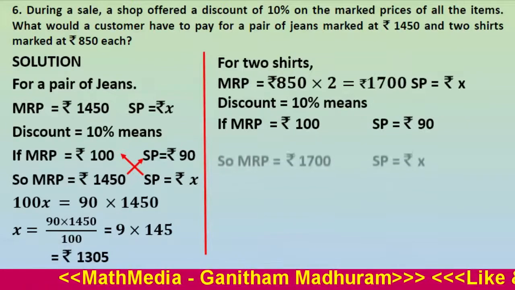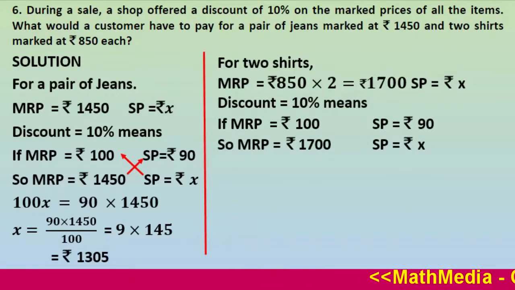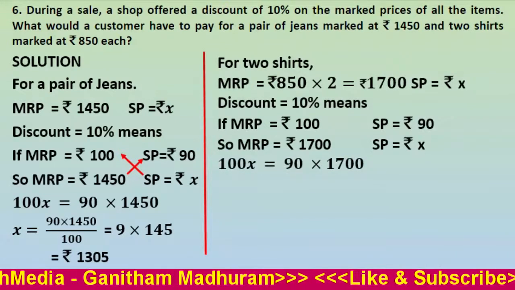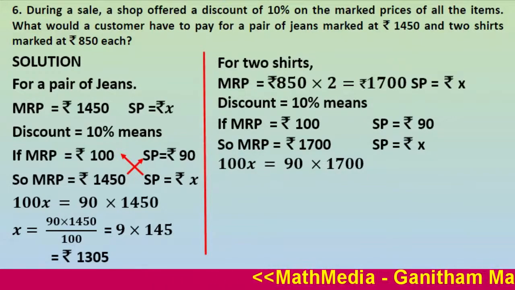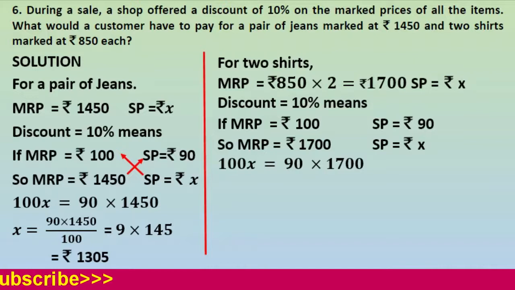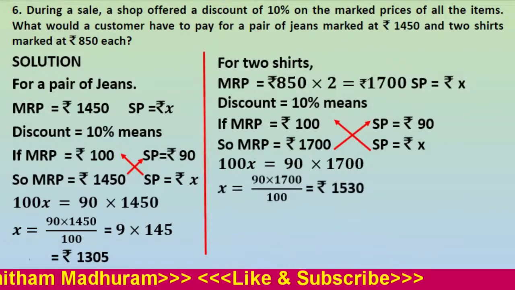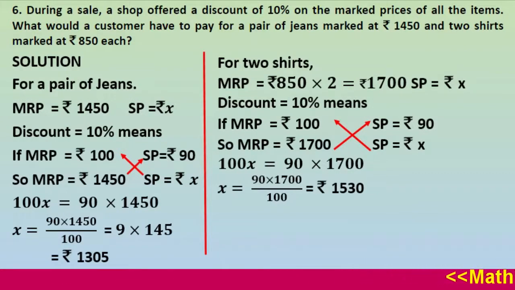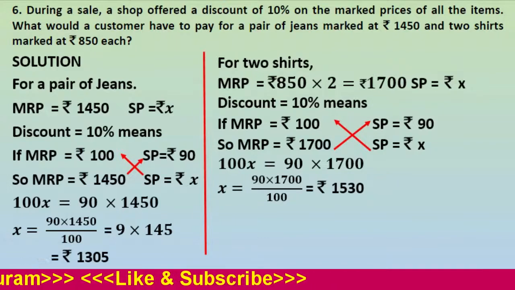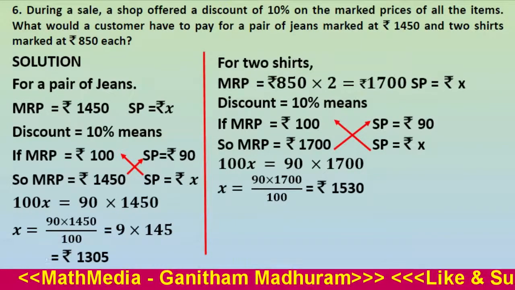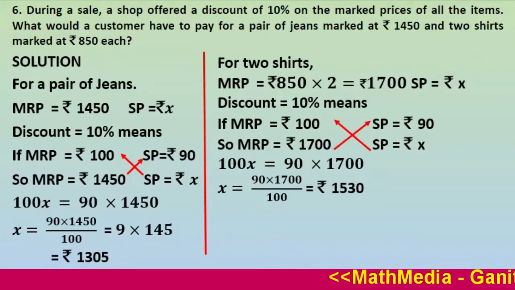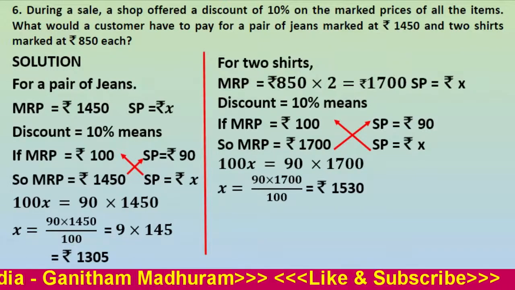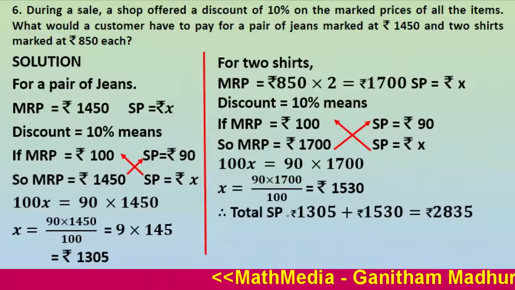Now we come to our question. Our MRP is rupees 1700 and SP equal to rupees X. Now what is the next step? Yes, we have to do the cross multiplication. So 100x equal to 90 into 1700, or x equal to 90 into 1700 divided by 100. Cancelling two zeros from the numerator and denominator, we have to multiply 90 by 17, which gives rupees 1530.